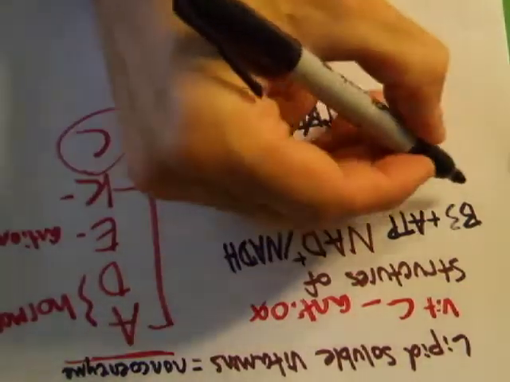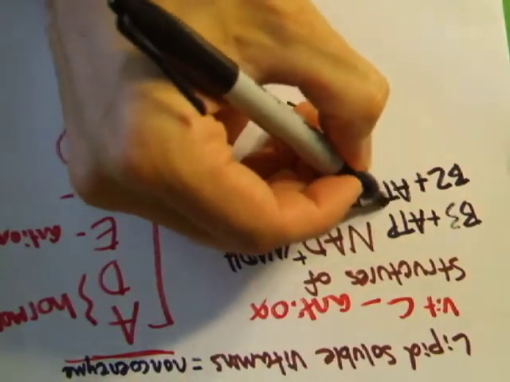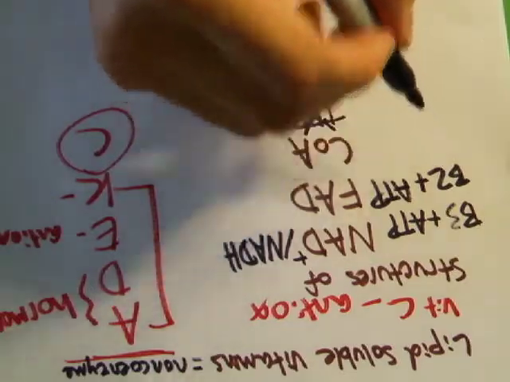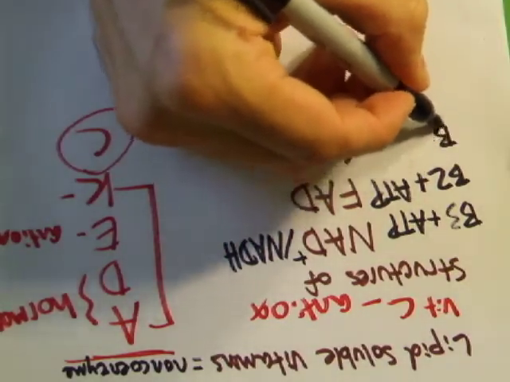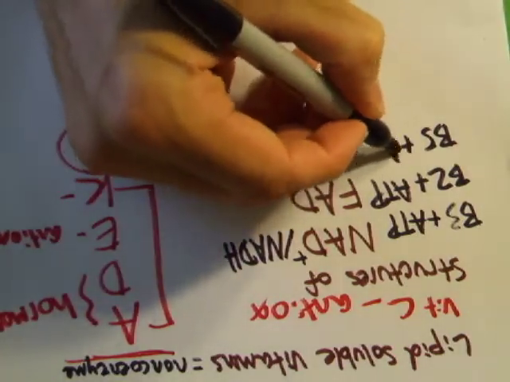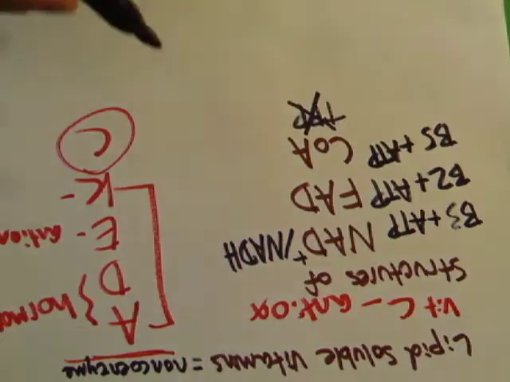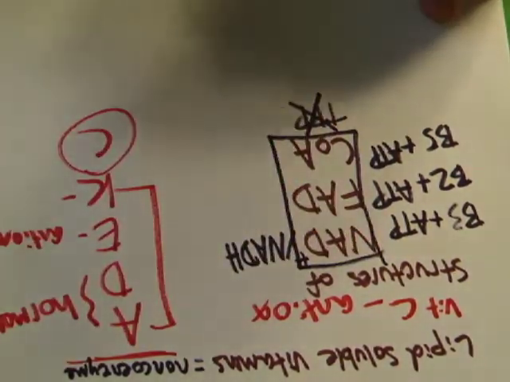So FAD is your riboflavin, abbreviated B2, plus ATP. CoA, there's something to it, but the main thing is pantothenate, B5, plus ATP. These three have ATP in them.